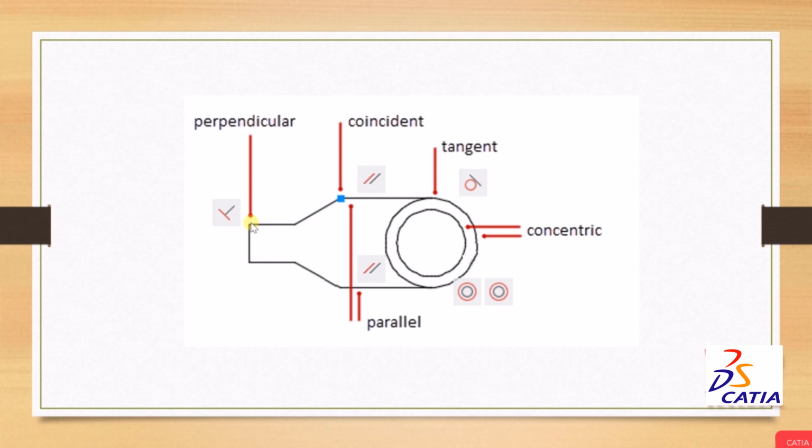On the left side, we can see we have this horizontal line and then we have this vertical line. These two lines are perpendicular to each other. It means the angle between these two lines is 90 degrees. This property is called perpendicularity, and it is represented by the perpendicular symbol. So this is an example of geometric constraint. Now we are going to Catia software and we will know how to insert these constraints into the sketches.